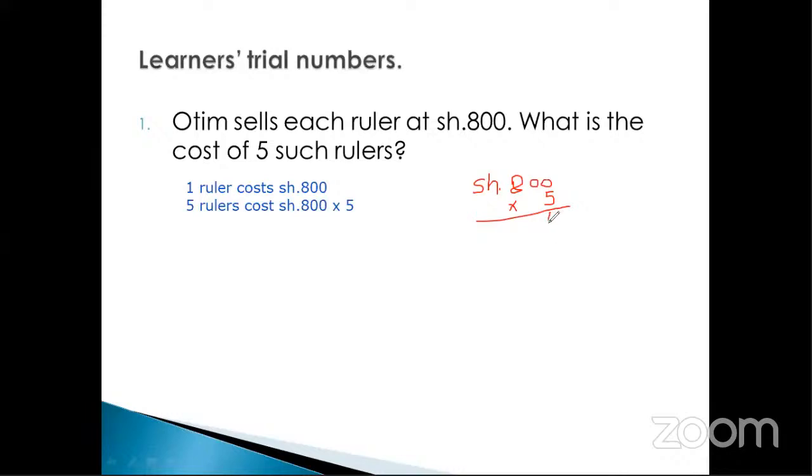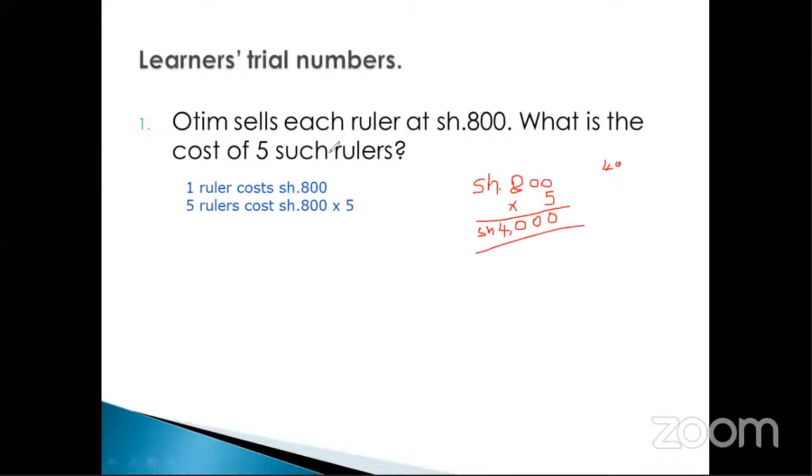We have 0. Any number you multiply by 0 is 0. So 5 times 0 also here we have 0. Then here is 5 times 8. Most of you are saying 5 times 8 equals 40. So if you get 40 like this, it means you begin writing 0 first. Since you don't have any number you're multiplying by 5 after 8, you just bring your 4 down here so that you get the total cost of 5 rulers to be 4,000 shillings.